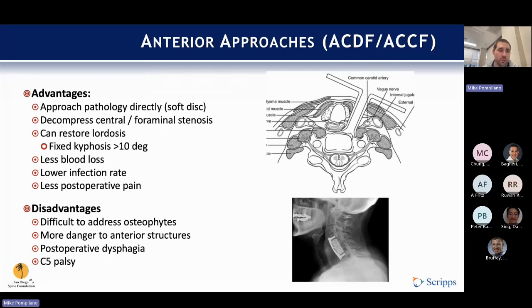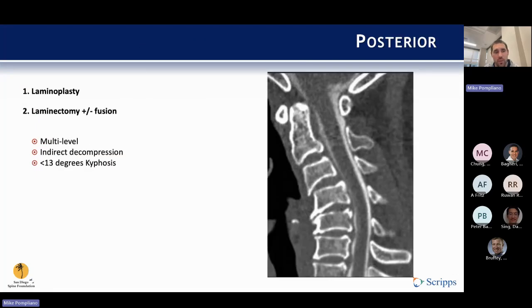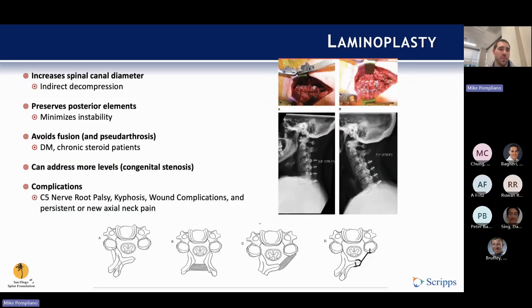Very briefly, the anterior approach can directly address the pathology, with lower infection rate and less blood loss. And then posteriorly, options are laminoplasty, laminectomy, and fusion, which can indirectly decompress by increased canal diameter. They can maintain the motion through the posterior elements, which is important for range of motion, but also for avoiding pseudoarthrosis in patients with diabetes and chronic steroid use. This can provide the ability to address more than one level with congenital stenosis and a similar rate of C5 nerve root palsy.